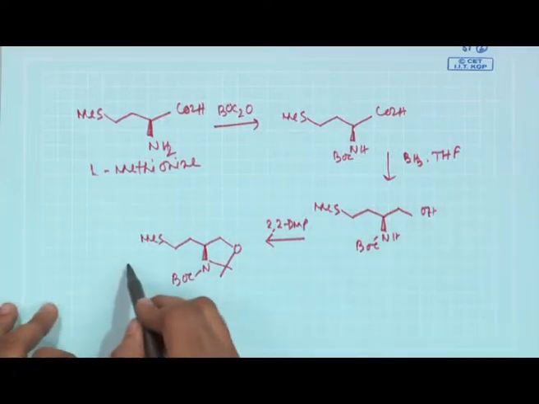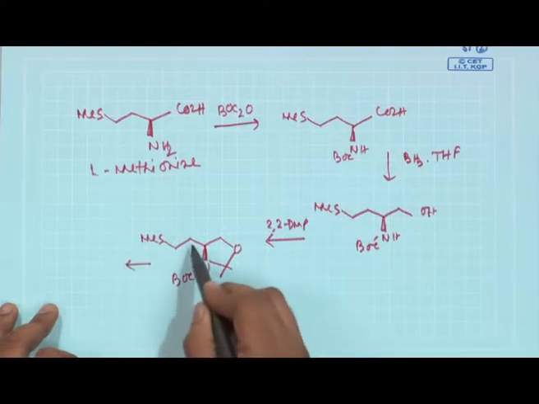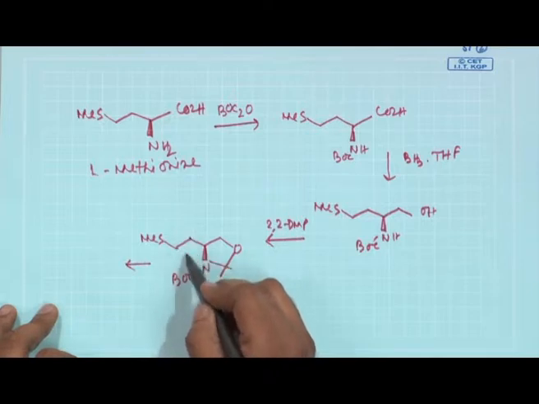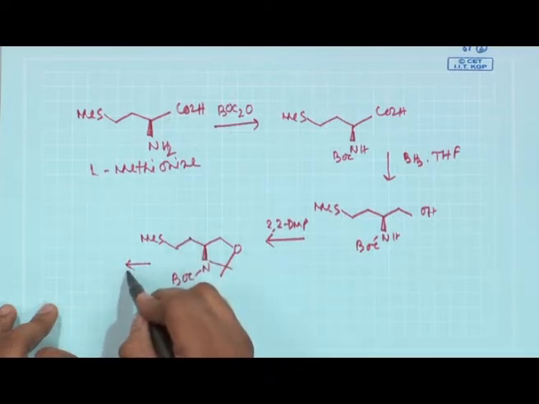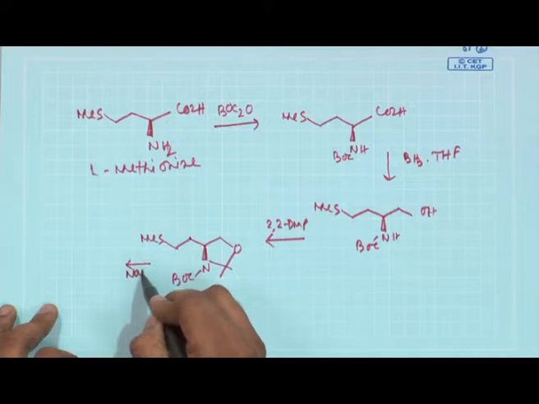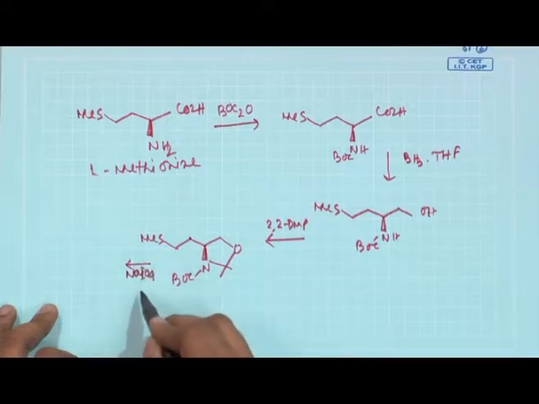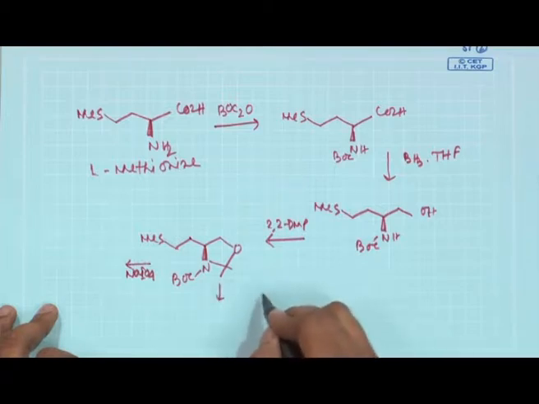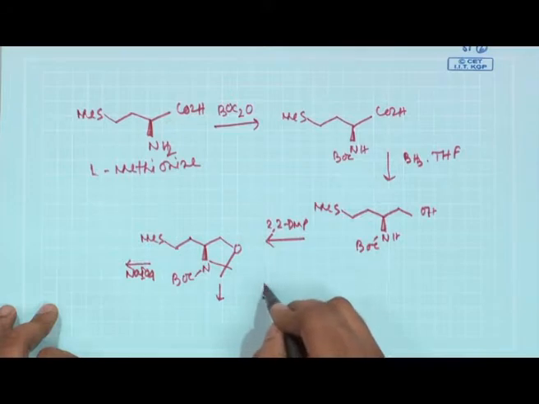Now, the only thing you need to do is convert this group to an aldehyde. There are 2 carbons, but you need only 1 carbon, which means that somehow down the line you need to remove 1 extra carbon. Here, what I do is oxidize the sulfur with an oxidizing agent, sodium periodate, to convert this sulfur to a sulfoxide.